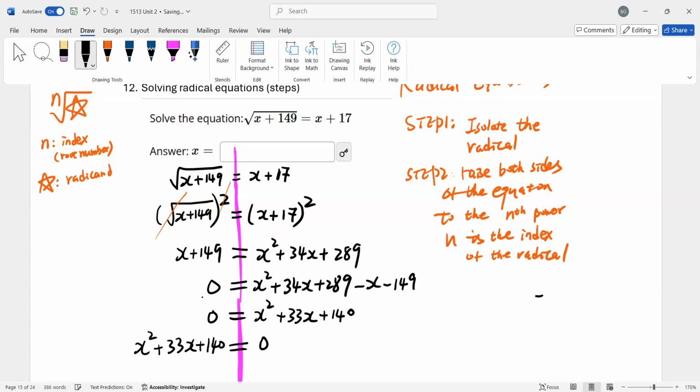Okay, 3 minutes to solve this equation. That's step 3. Once we have the radical removed, solve the resulting equation, the one without radical.